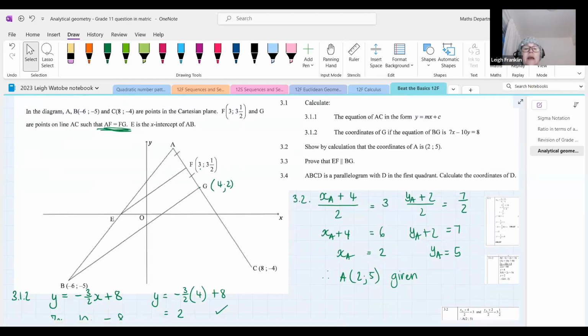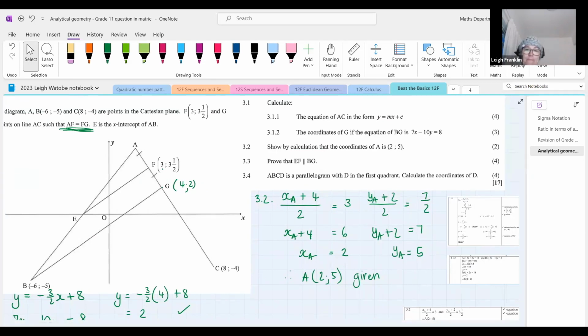All right, next thing. They want us to prove that EF is parallel to BG. And that is out of 4 marks. So now we have to start thinking about geometry, not just analytical geometry, but geometry that we did back in the first term. How do we prove that lines are parallel to one another when we do not have any angles? What can we use?